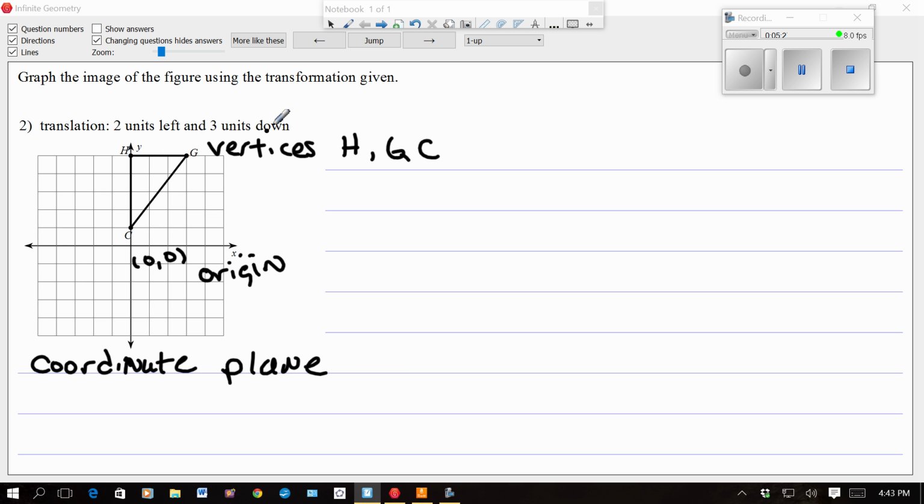Okay, so let's move this guy. I want to move him 2 units to the left. So I want to go 1, 2. I'm going to move H first. 1, 2. And then I'll go 3 units down. 1, 2, 3. So I move 2 units left, 3 units down. What do I call this guy? H prime. So same thing with C. 2 units to the left, 1, 2, 3 units down. C prime. G, 1, 2 to the left, 1, 2, 3 down. G prime.